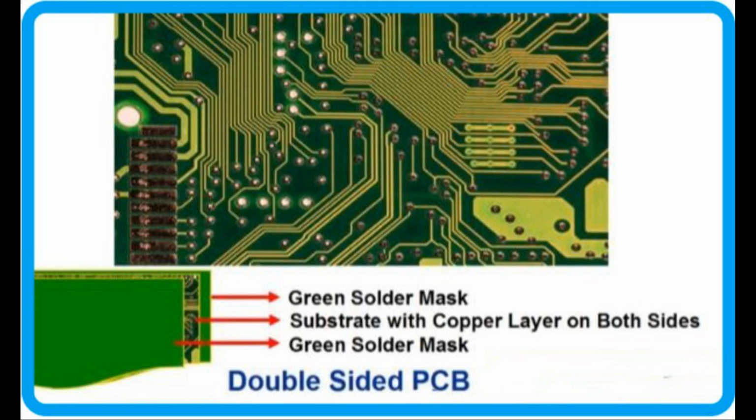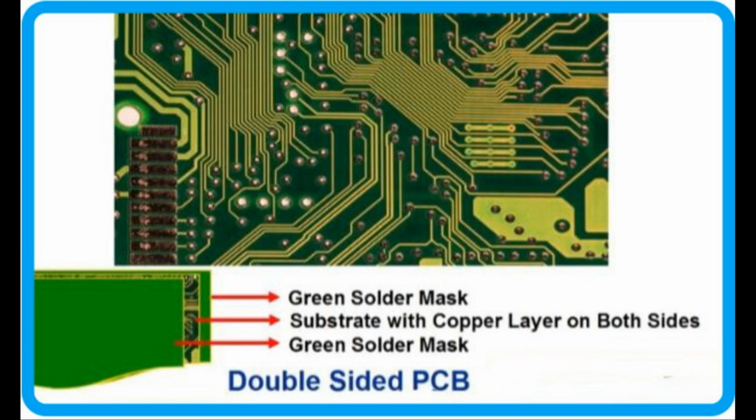Solder mask, also known as solder resist or solder stop, is a protective layer applied to the surface of a printed circuit board, PCB, to insulate and shield the copper traces and pads from environmental factors and unintended soldering during the assembly process. It is an essential part of PCB fabrication and serves several important functions.